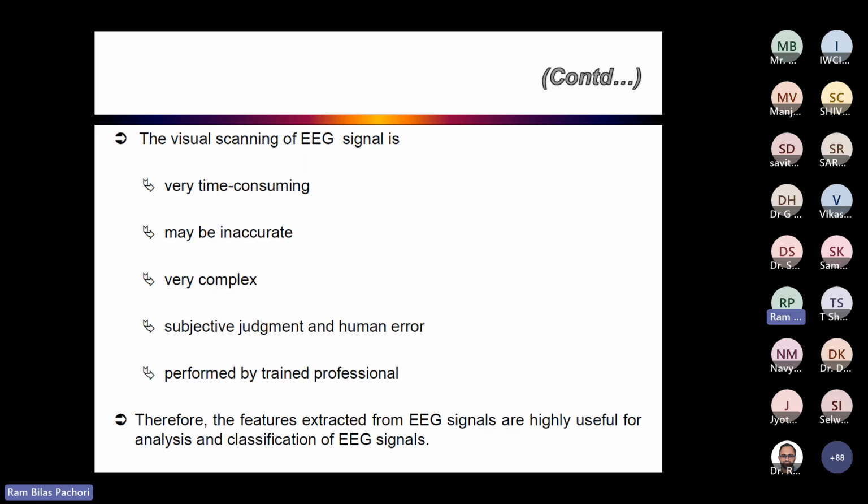If you take a printout of half an hour of EEG signal, sometimes the variations will not be clear. And if you are taking printouts for a small interval, then you need to take huge printouts. Due to that, it is very time consuming and may be inaccurate also, and it is very complicated when you use the EEG signal for long term monitoring, like when a patient is admitted in the ICU and we have to always monitor the EEG signal. Such methods have a lot of limitations, and they are subject to judgment and suffer from human errors.